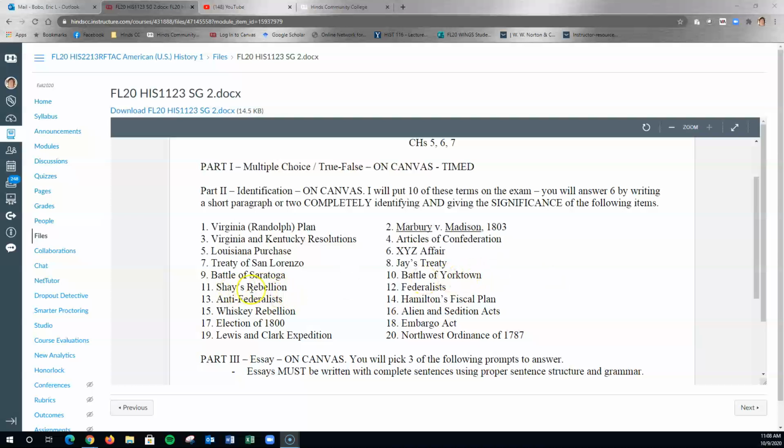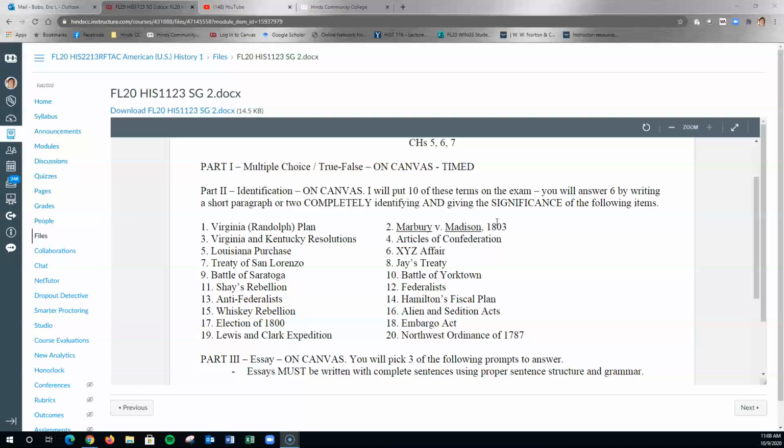Okay. So let's just pick Shays Rebellion, for example. Okay. If you chose to answer that one, remember, you got to tell me what it is, why it's important. Okay. So you will need to tell me that Shays Rebellion began in Massachusetts. In Western Massachusetts, farmers were unhappy that Massachusetts was taxing them to pay off their Revolutionary War debt. They were losing their farms. They were losing their ability to vote because they were losing their land.